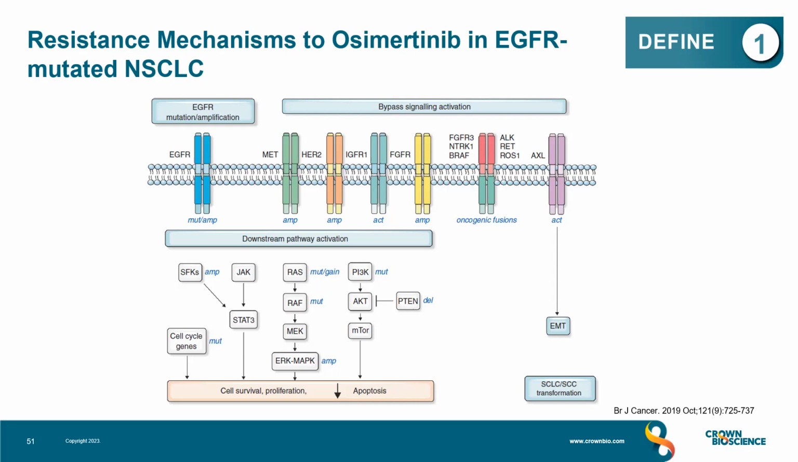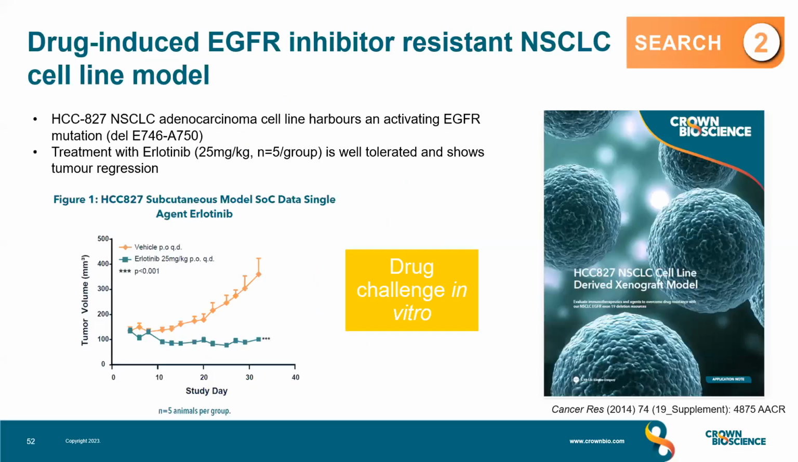So the objective here was to see if we could model some of these bypass signaling activation mechanisms as shown in this paper here. So in order to find the right model, the HCC827 non-small cell lung cancer line is an adenocarcinoma line, and it harbors an activating EGFR mutation. So it's an exon 19 deletion and shows exquisite sensitivity to afatinib. And this was used to generate the EGFR inhibitor resistance in vitro to try and see if we could mimic those bypass mechanisms of resistance.